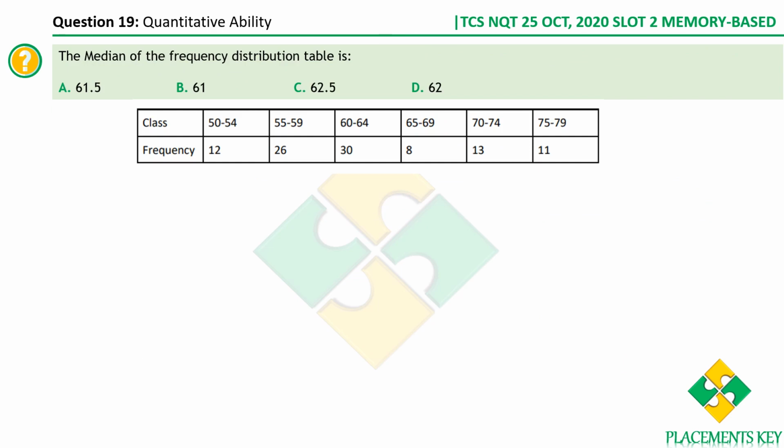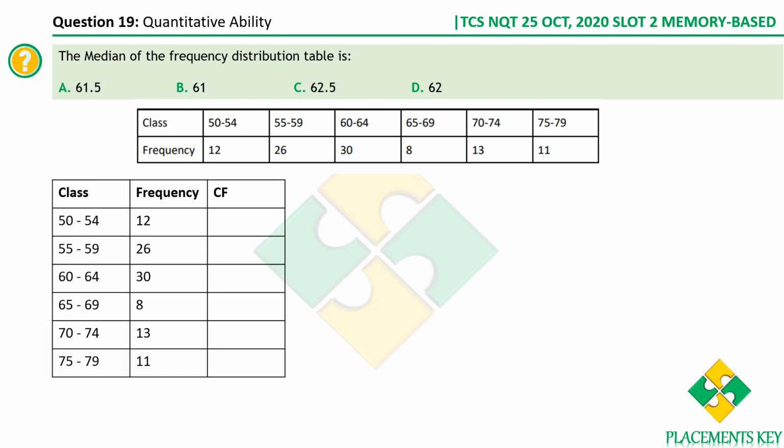The median of the frequency distribution table is what? So you are asked a lot of questions on statistics, so I request you guys to please learn the basic concept of statistics before appearing for the next TCS NQT test. So I'm trying to convert this into class frequency and also the cumulative frequency. CF is cumulative frequency. So what is cumulative frequency? Just add all the values till that class.